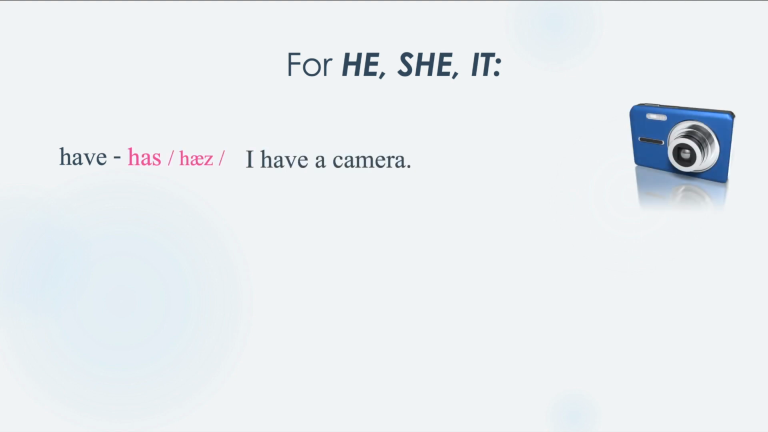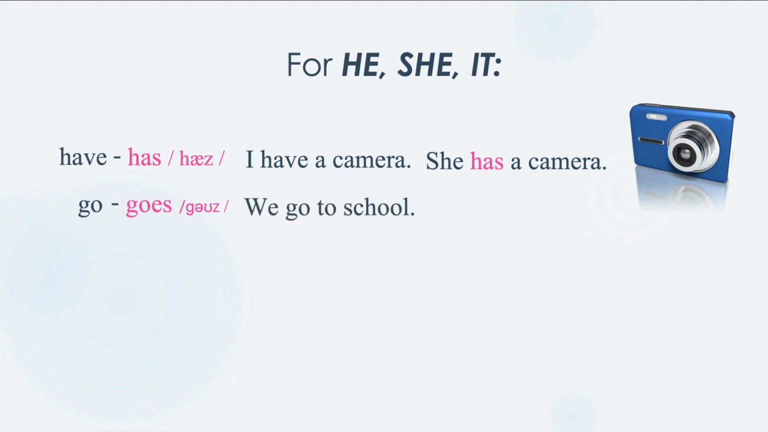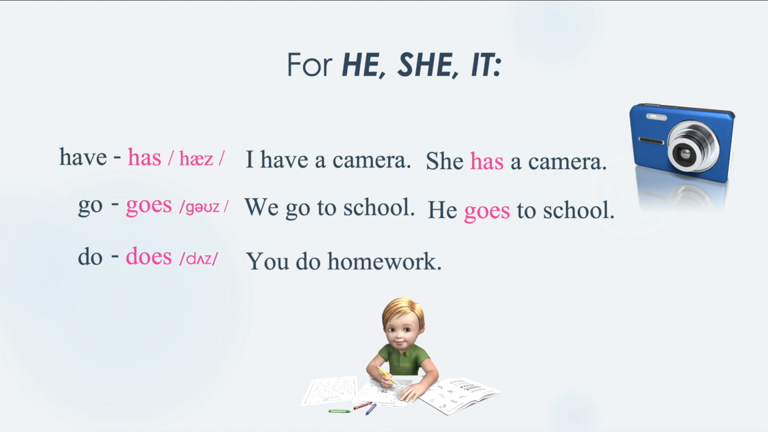For he, she, it, have changes into has. I have a camera. She has a camera. Go changes into goes. We go to school. He goes to school. Do changes into does. You do homework. He does homework.